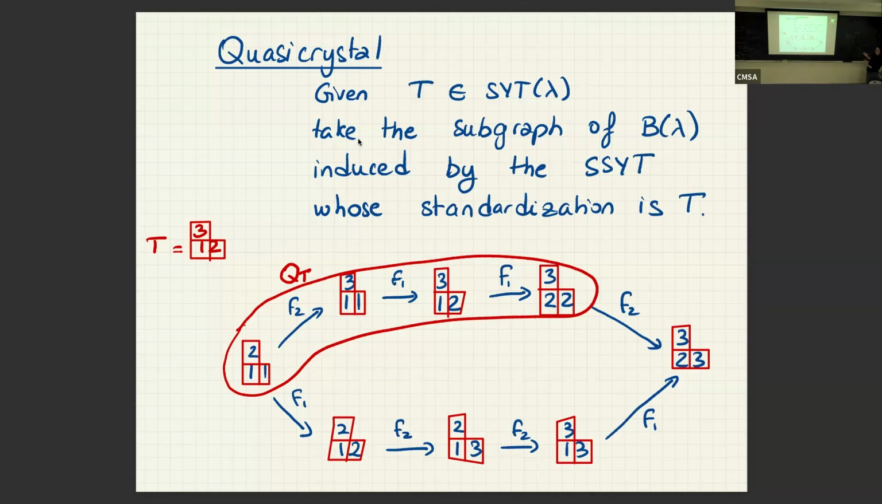Okay, so I take my crystal graph and I group together all the semi-standard Young tableaux that standardize to the same standard tableau. Here is what I did for this example. We have this small standard Young tableau 1, 2, 3, and I claim that these four semi-standard Young tableaux standardize to the same one. And so this is what they call a quasi-crystal. Connected. Yes.